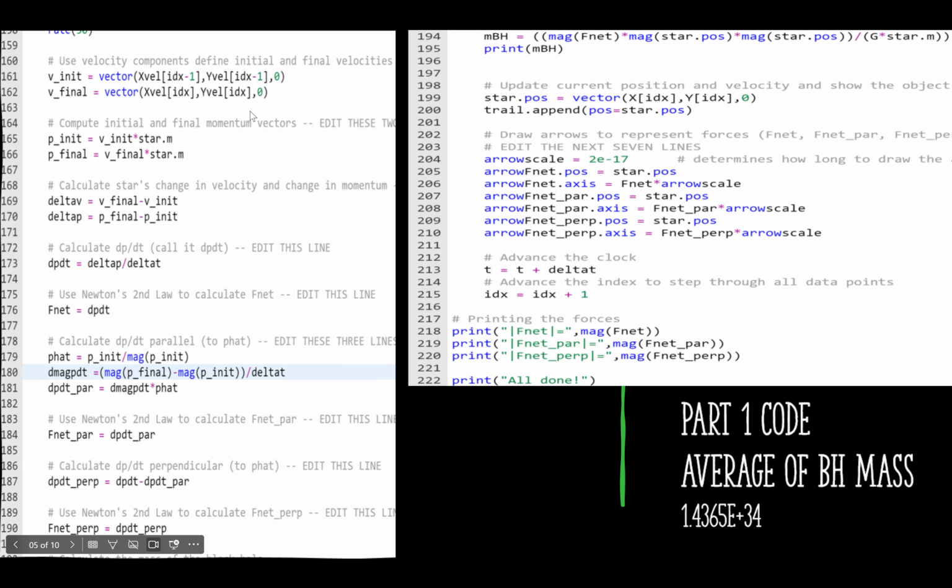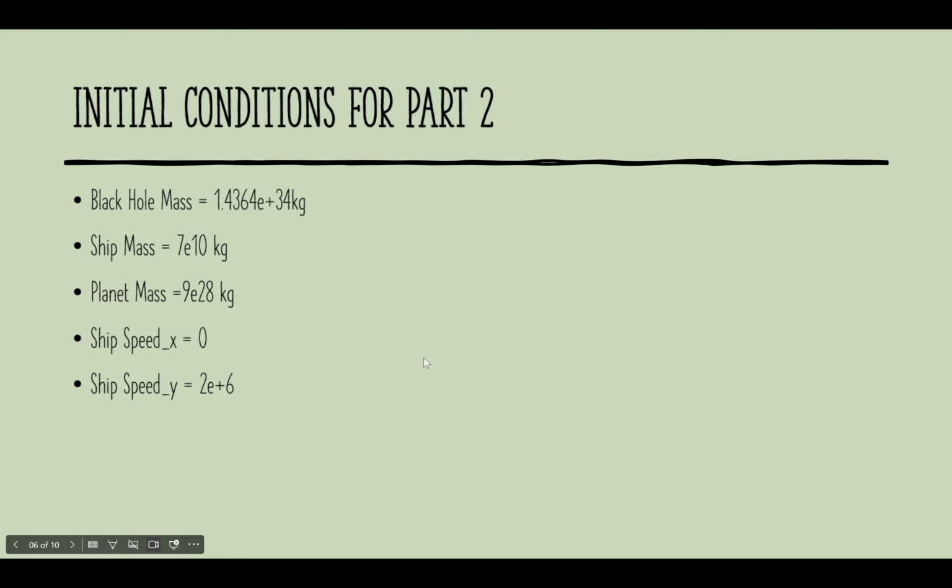All right, so now this is basically all to find Fnet. Then we split Fnet into Fnet parallel and perpendicular. Then we update the star's position, and we draw arrows to show where the star is. Every time this runs, we take the gravity formula, rearranged so we can find the mass of one of the objects, in this case the black hole, and every single time we print out what the mass of the black hole is. After this is all run, we take the average of the numbers printed out, like 400 times, and that is the average mass of the black hole, which we'll be using in the next part of the lab.